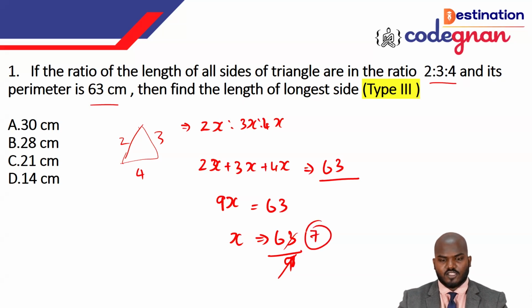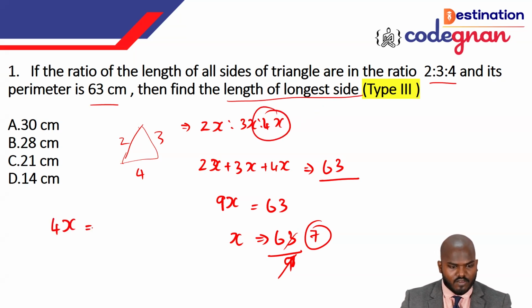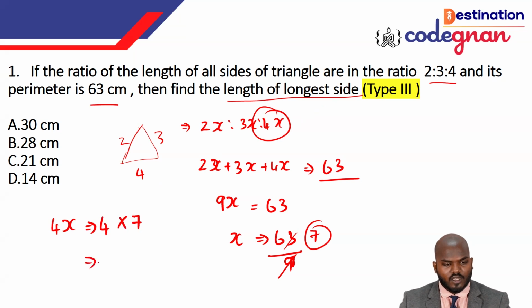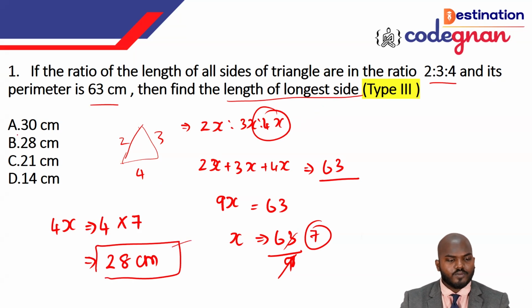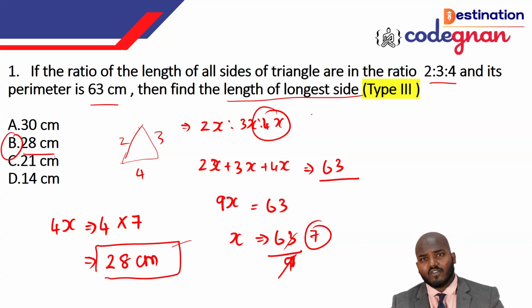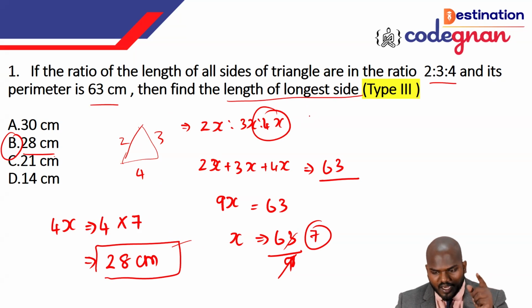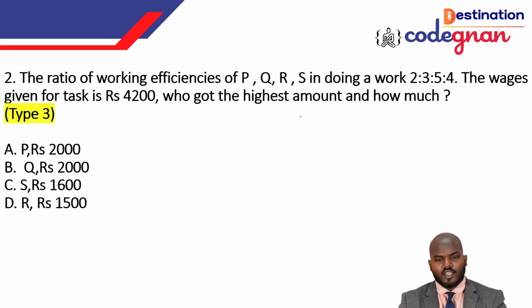Okay, 7 is the ratio. Now you just want to find the length of the longest side. We have the 4x here, so x is equal to 4 times 7. We get the value 28 centimeters. So this is option B, the length of the longest side, which is accurately 28 centimeters. Okay, going to the next one, guys.